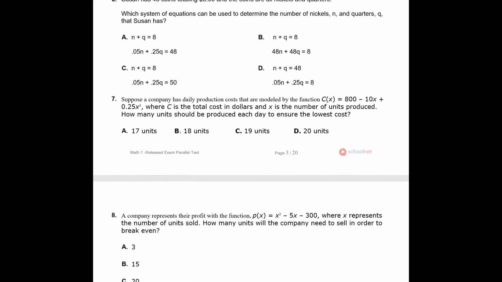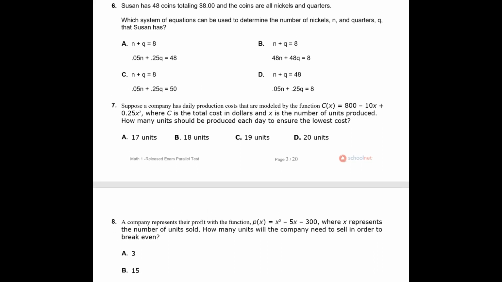Susan has 48 coins totaling $8, and the coins are nickels and quarters. Which system of equations can be used to determine the number of nickels? Y'all, this is pretty simple. You have a total of 48 coins, so you know that n plus q for quarters is equal to 48. So there's only one equation that has that. And then a nickel is 5 cents, a quarter is 25 cents, and you got $8.